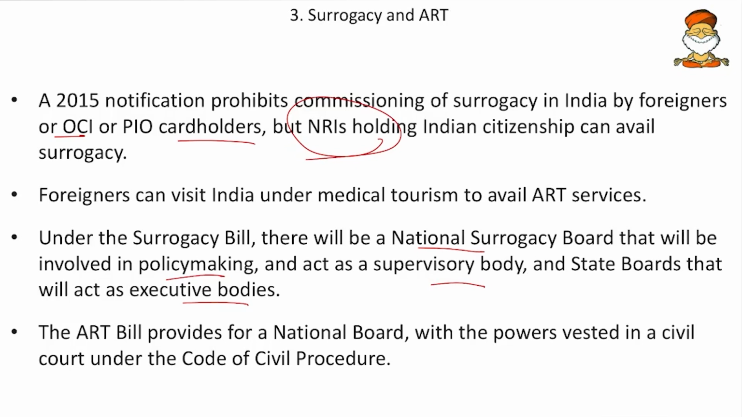Then the ART bill provides for a national board which is different from the national surrogacy board, and this national board functions like a civil court under the Civil Procedure Code. So here remember the crude difference between the concept of surrogacy and ART and some of the rules and regulations which are different for surrogacy and ART.